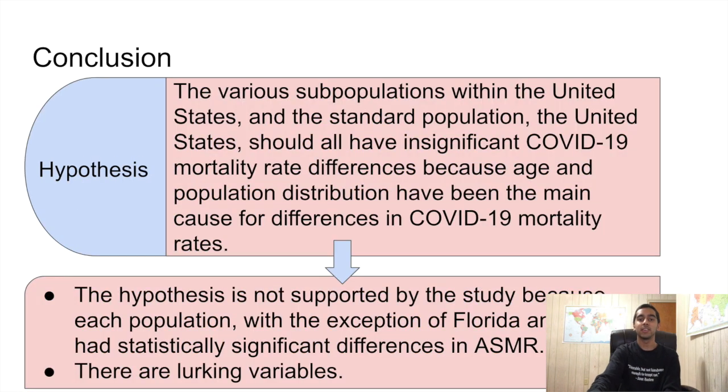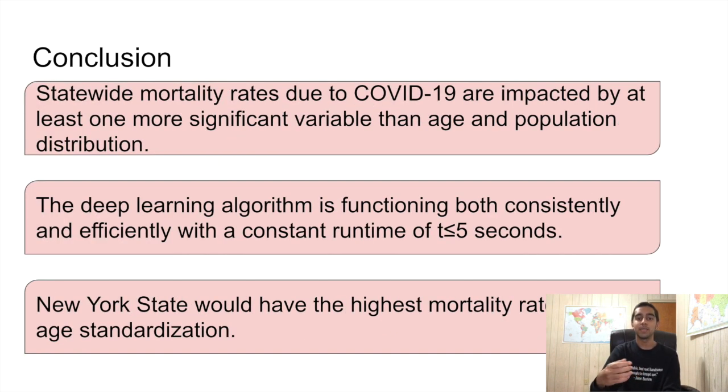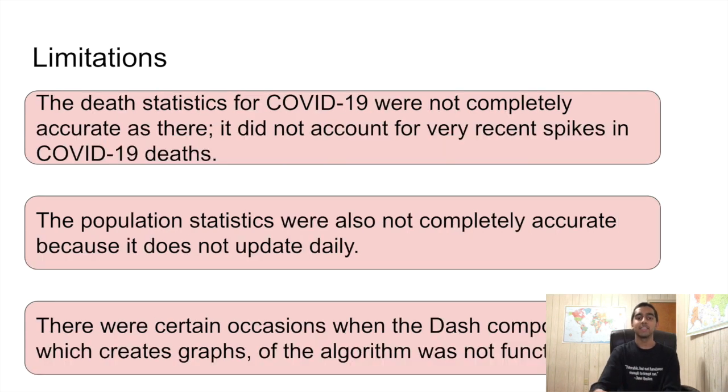Upon completion, the original hypothesis was not supported because most of the populations had statistically significant differences in ASMR. Furthermore, the algorithm had a consistent runtime of under 5 seconds, which meets multiple studies' definition of an efficient algorithm. Some of the limitations of the study included that some of the population and COVID-19 death statistics were not updated at the time I obtained the data.